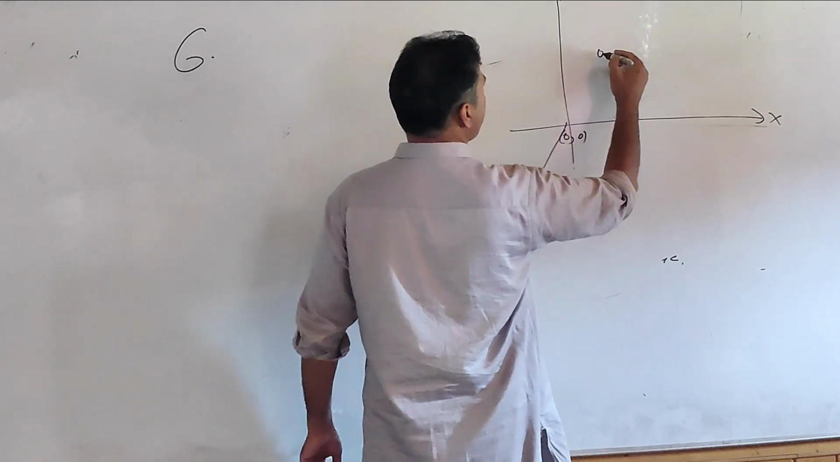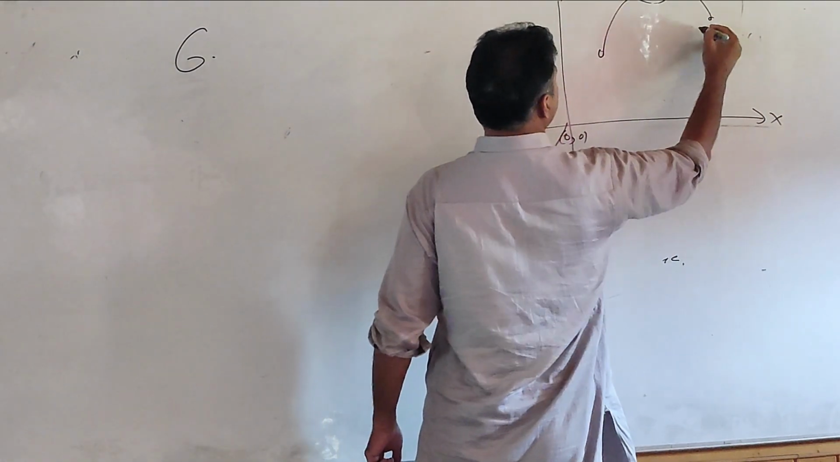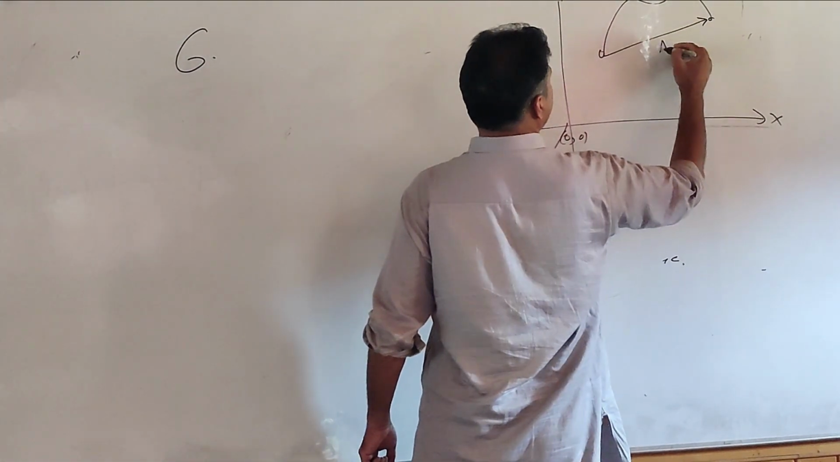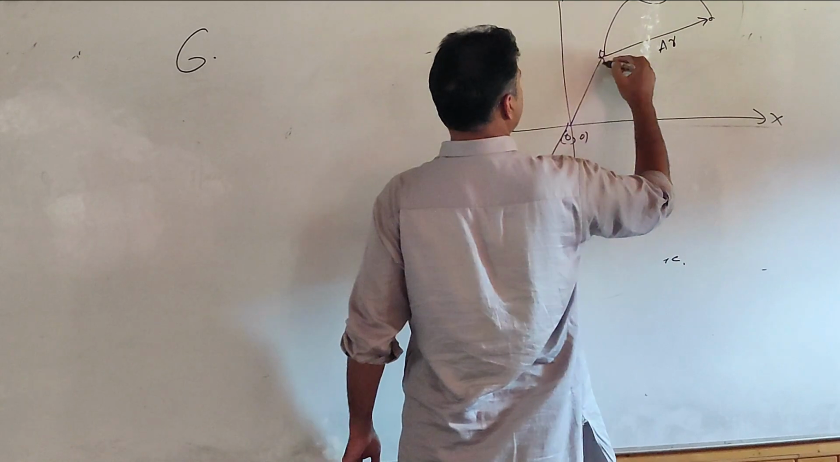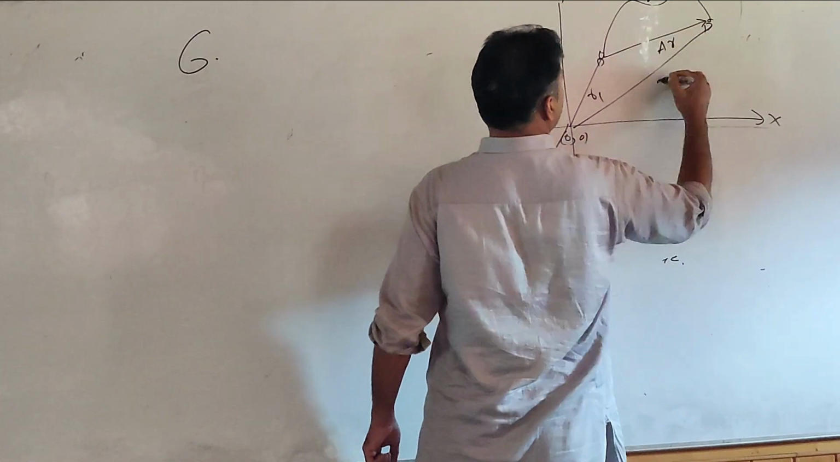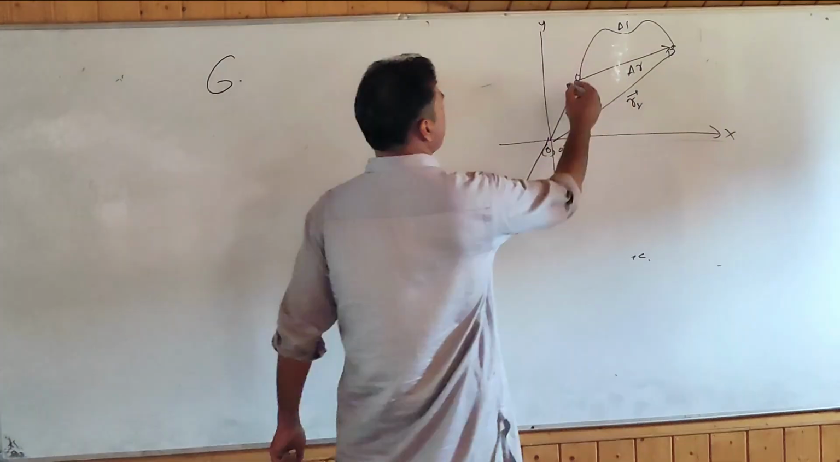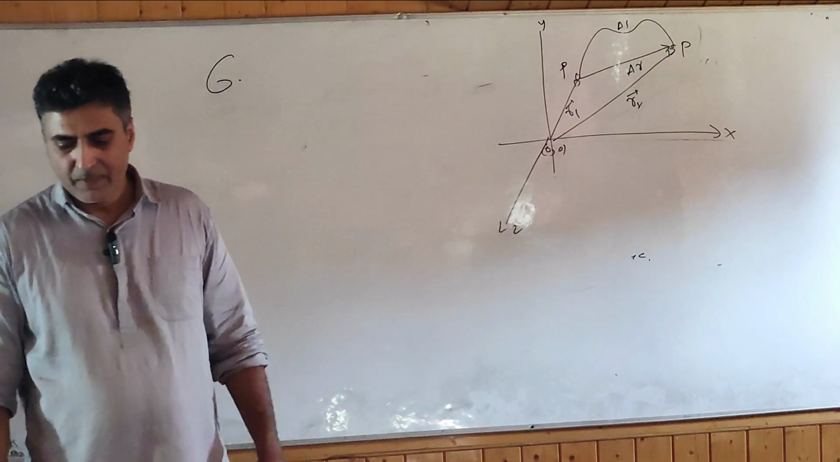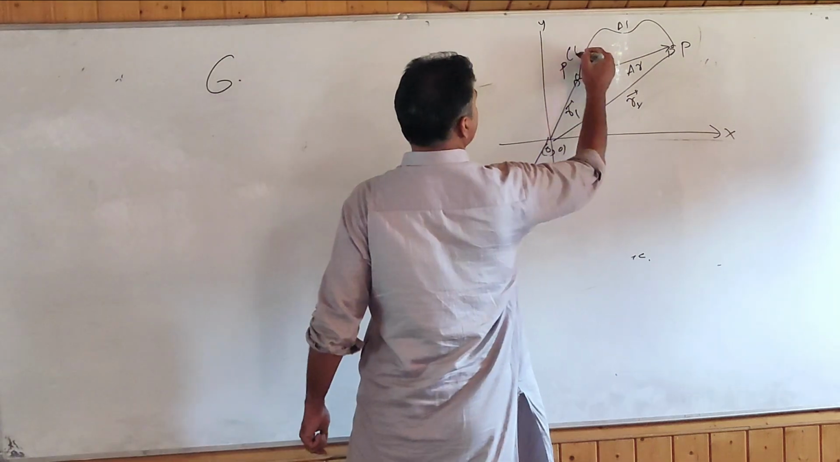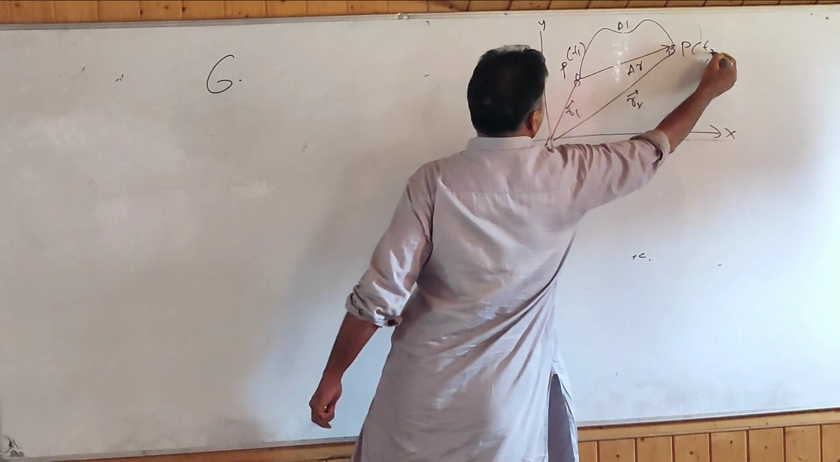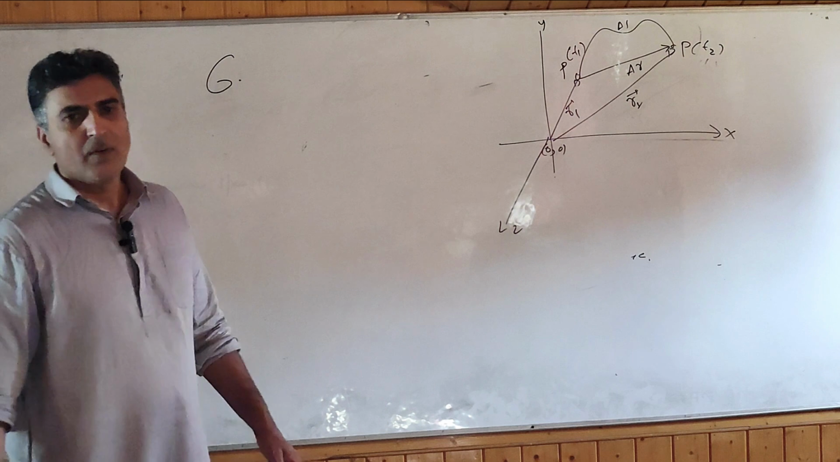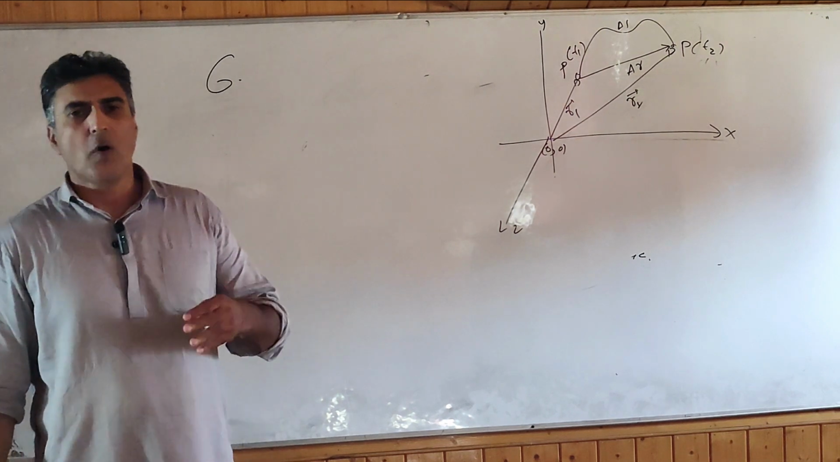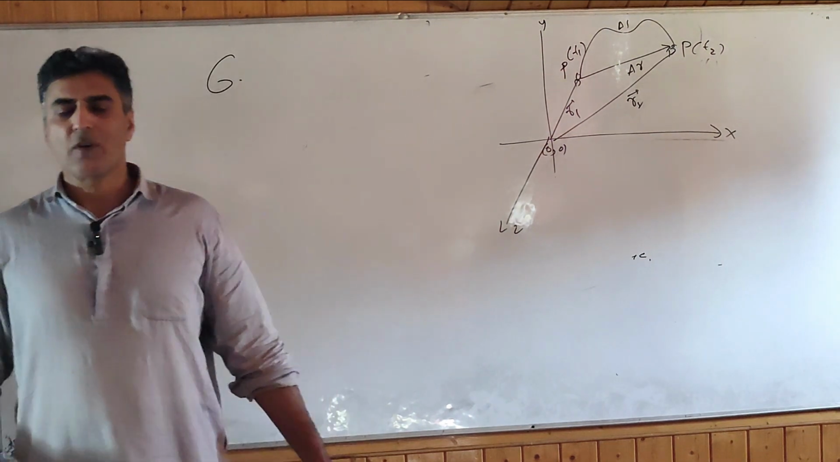Particle moves and reaches here. It is delta R, it is delta S, it is R1, it is R2. First the particle goes from here to here. Now, it is time t1 here, it is time t2 here. The question is, what is the velocity of the object at time t2? That question can be asked.